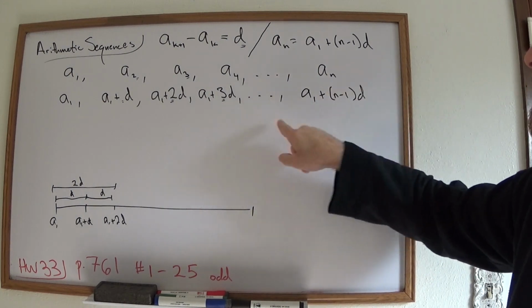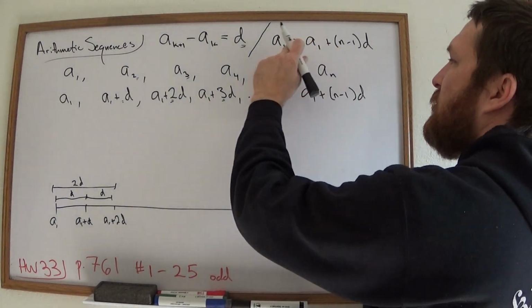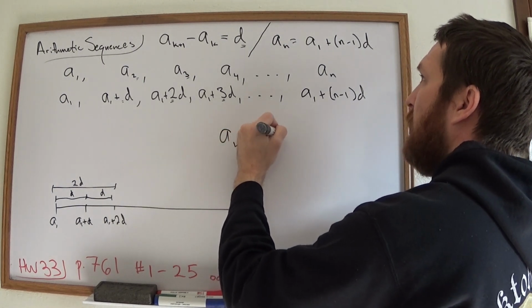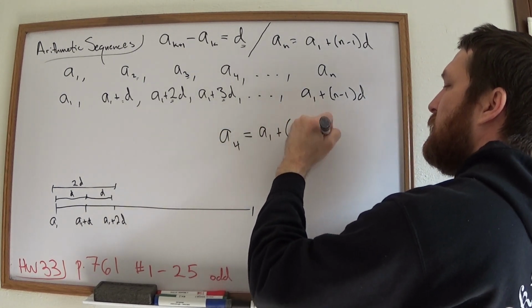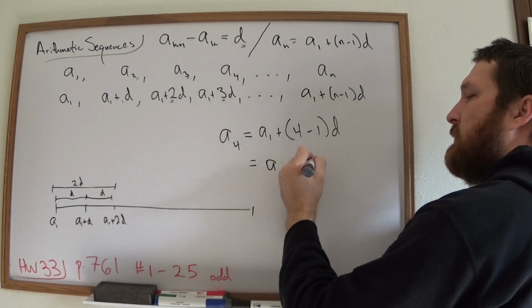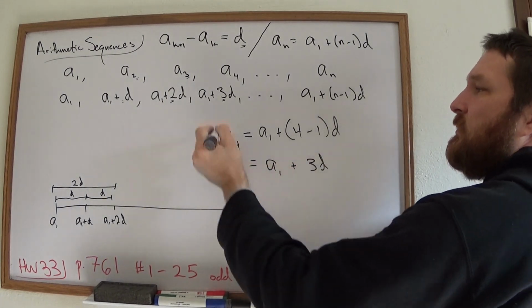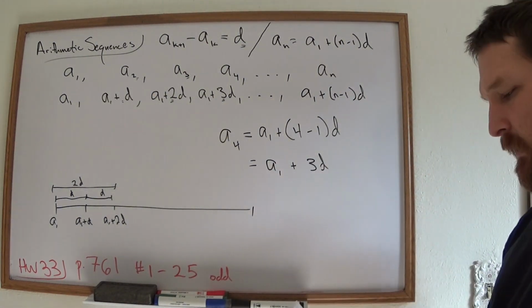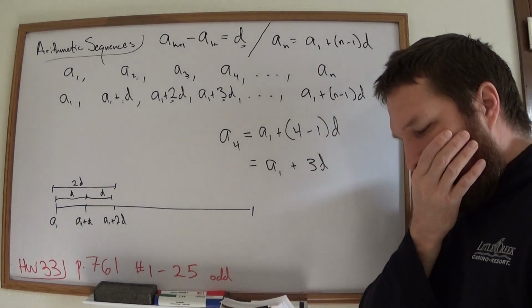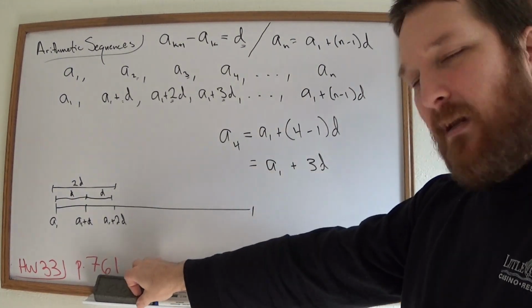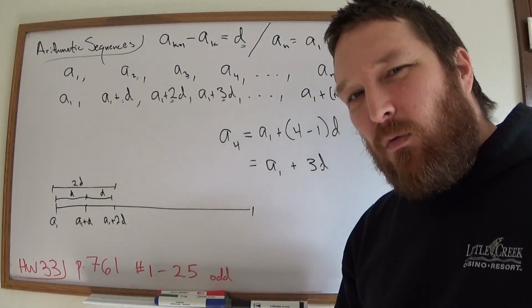And yeah, we could check that, right? Just using this formula, it says that A4 should be A1 plus 4 minus 1 D, which is A1 plus 3D. And that's what we found by doing it visually and all that. So, yeah, that's about it. There's not much more to say about that, except one thing.